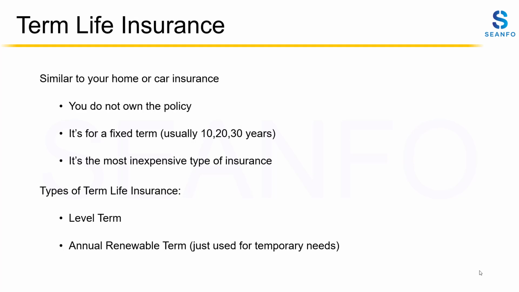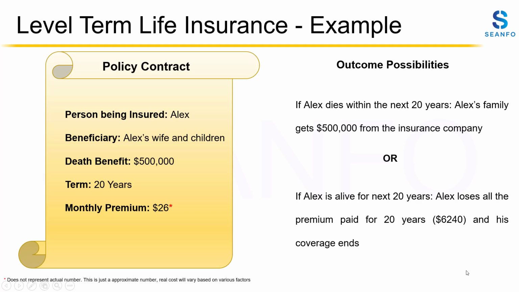Okay. Now let's discuss the major types of term life insurance policies. There are two types. One is called a level term and the other one is called annual renewable term. Let's see an example to understand both of these. Let's start with the level term. In this type of policy, the premiums remain the same throughout the life of the policy. As long as you keep paying the monthly premiums, your policy remains active. If you stop the payments, the policy will become inactive.